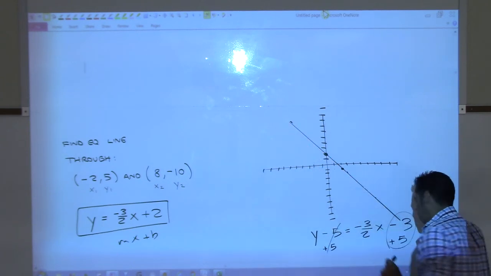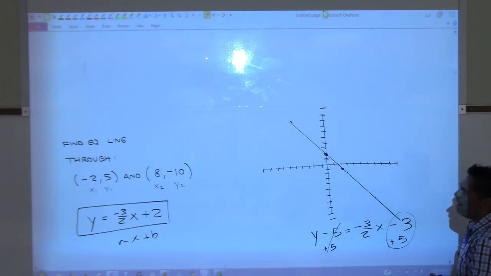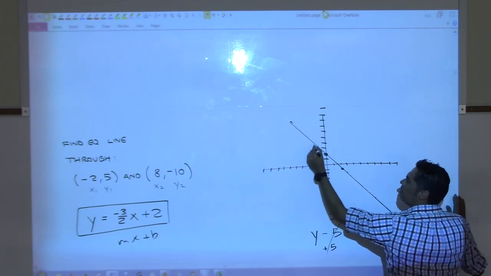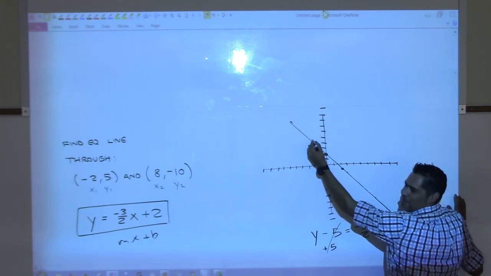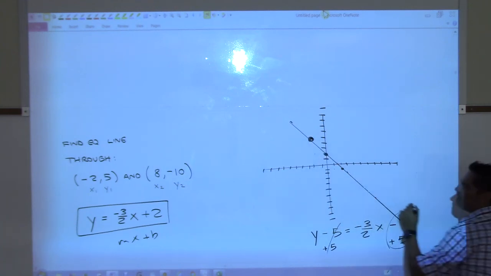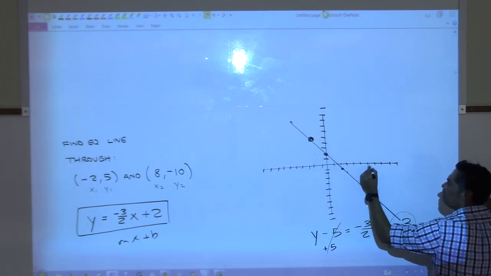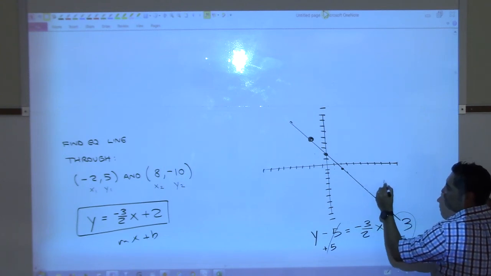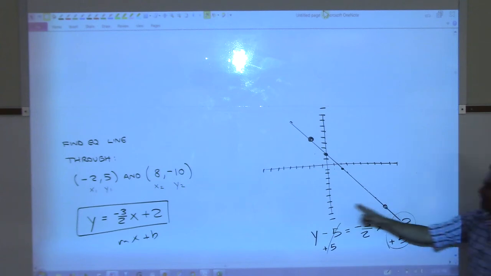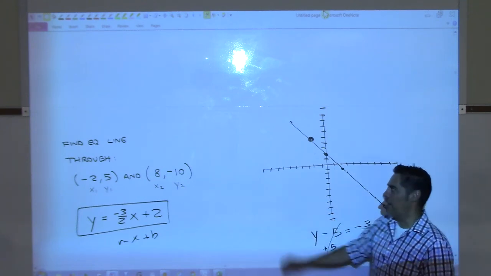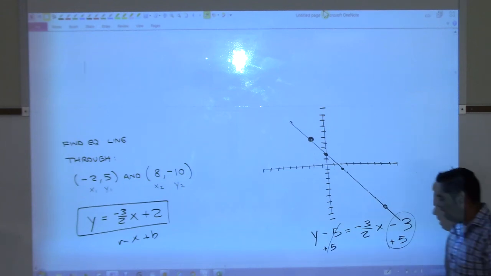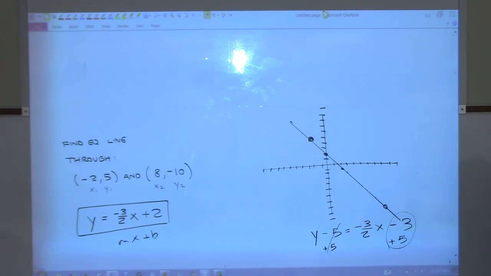All right, so what points are supposed to be on here? Negative 2, 5. Negative 2, 1, 2, 1, 2, 3, 4, 5. It's not perfect, obviously. But do you believe that that point's there? Okay, and then 8, negative 10. 1, 2, 3, 4, 7, 8, and then 1, 2, 3, 4, 5, 6, 7, 8, 9, 10. Yeah, it's close enough, right? I would be concerned if I had a point over here. Okay. So that equation represents the line that goes through those 2 points.